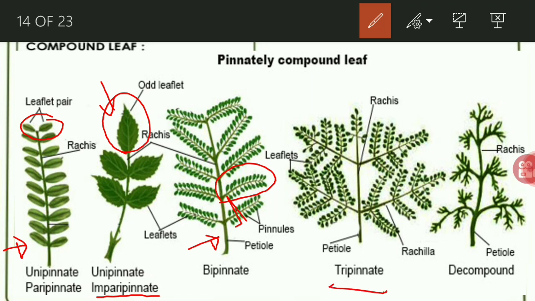In tripinnate leaves, the single leaflets of unipinnate leaves are replaced by bipinnate leaves. In the picture, you can see the main rachis is present, which shows further division called rachilla, and on that rachilla bipinnately compound leaves are present. A leaf which has divisions that are themselves compound is known as a decompound leaf. You can see such kind of leaves in coriander plants.